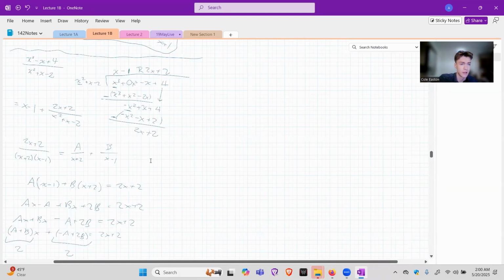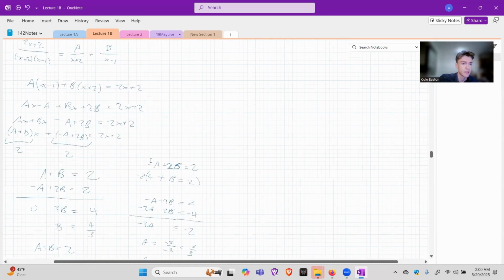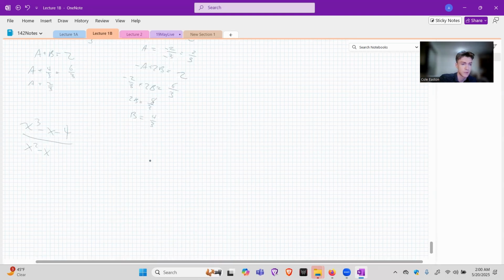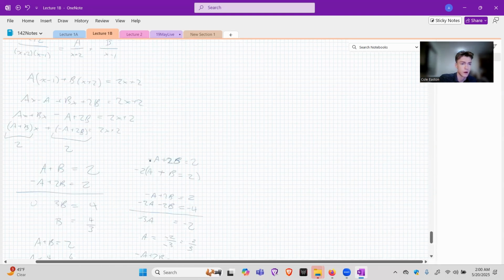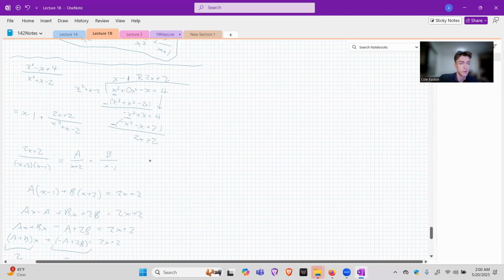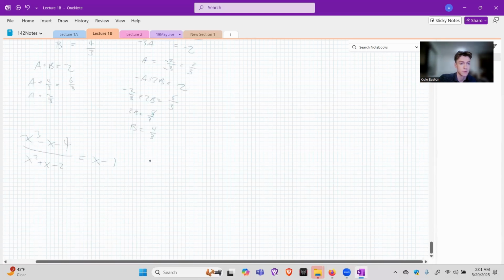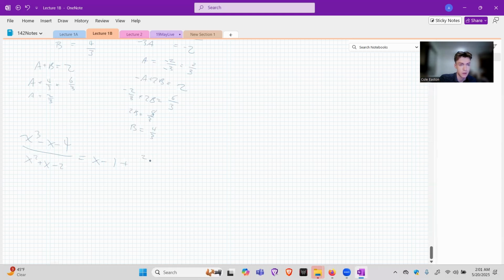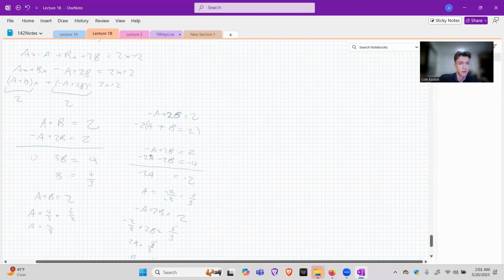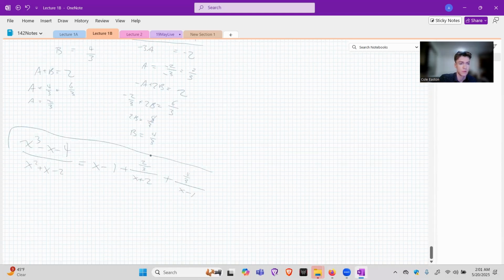And so then our final answer is going to be that x cubed minus x plus 4 over x squared, what was it again? It was x squared plus x minus 2 equals, and then we can't forget our first part, so that's x minus 1. And then it's plus this fraction here, and we said that fraction is a over x plus 2, so it's plus 2/3 over x plus 2 plus 4/3 over x minus 1. Yep, that looks good. And so that's going to be our final answer for this one.